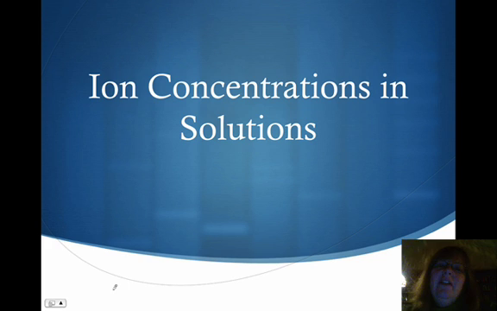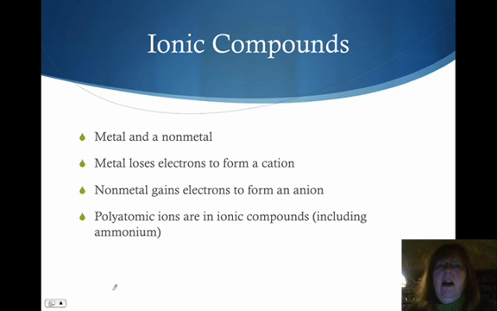Hi, this video is about the concentration of ions in solution. All right, so remember, ionic compounds are made from a metal and a nonmetal. And the metal will lose its electrons to form cations, and the nonmetal will gain electrons to form the anion. And so that's where we get the charged particles from.